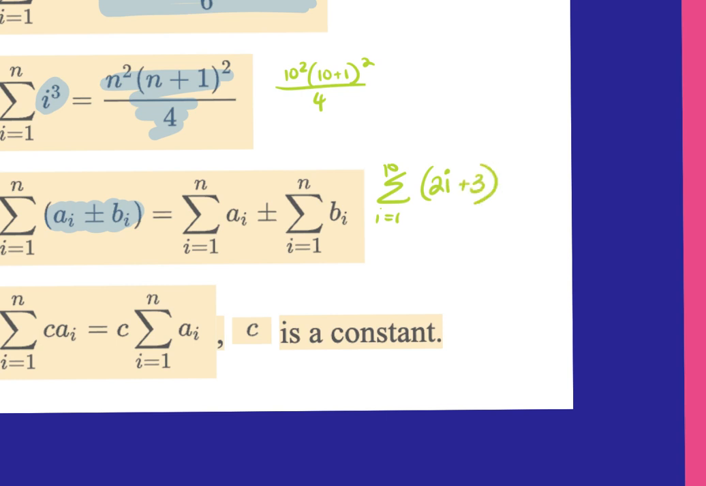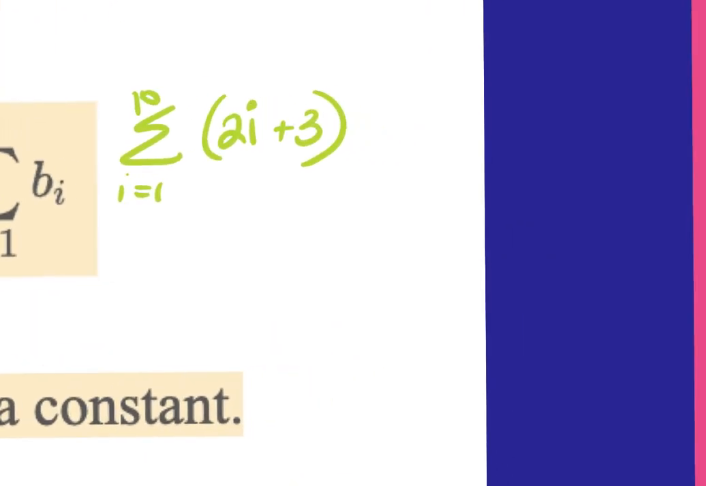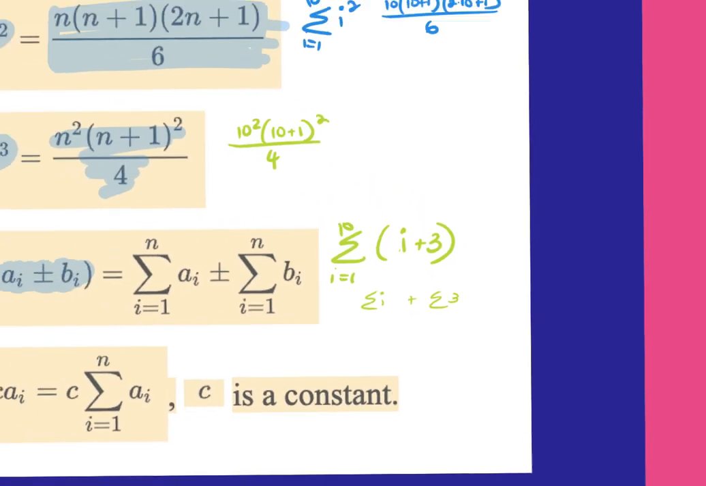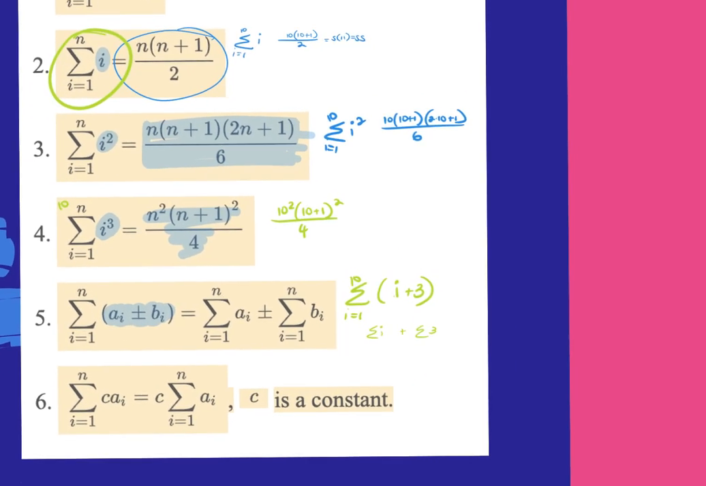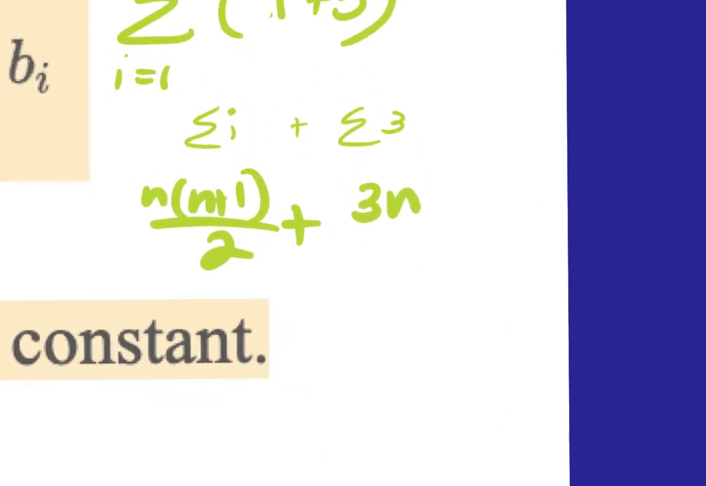So I can break, actually, let me just make it I plus 3 for now. I could break this apart. So I can make this the sum of I plus the sum of 3. And then I can use the rules of I from number 2 up here to replace that one: n times n plus 1 over 2, plus 3 times n if it was a constant. So you can break them apart and then use the individual rules.